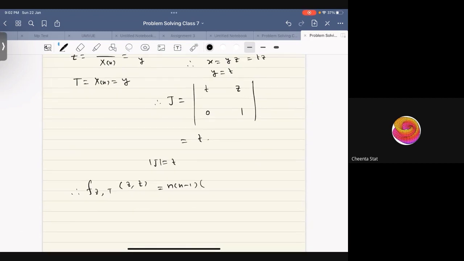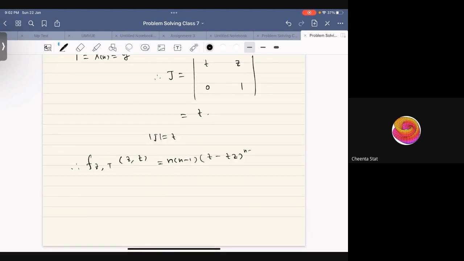So y is t minus tz whole to the power n minus 2, 1 by theta to the power n, and the Jacobian is t. So n into n minus 1, 1 by theta to the power n, t to the power n minus 1, 1 minus z to the power n minus 2. Right. Now t running from 0 to 1, z running from 0 to 1. So from here you can observe that n t to the power n minus 1 by theta to the power n, that is what? That is the x order n.